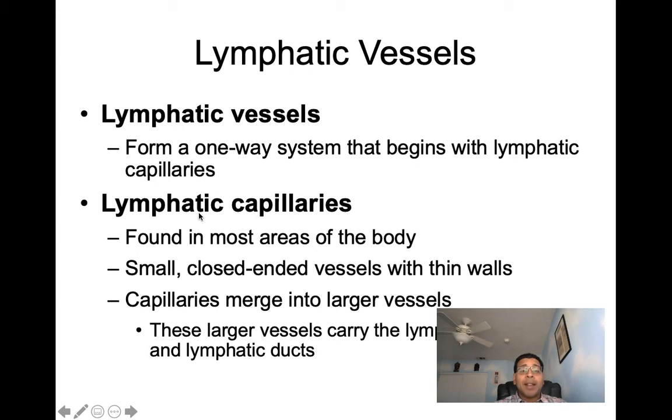When we talk about lymphatic capillaries, I would like you to know the lymphatic capillaries are tiny, close-ended vessels whose walls consist of simple squamous epithelium, and they absorb excess tissue fluid. We can also see these lymphatic capillaries are going to be found in most areas of the body. They're going to merge into larger vessels. These larger vessels then carry lymph into the thoracic and lymphatic ducts.